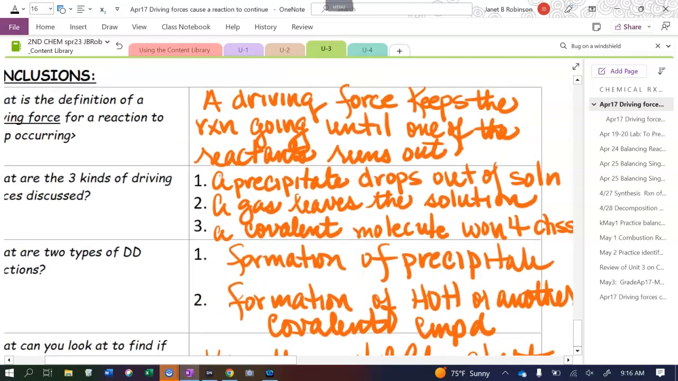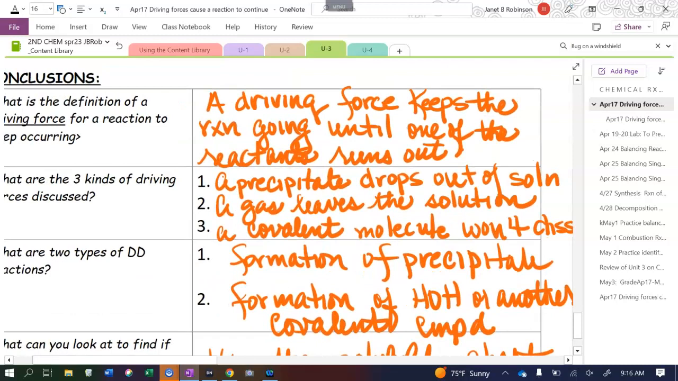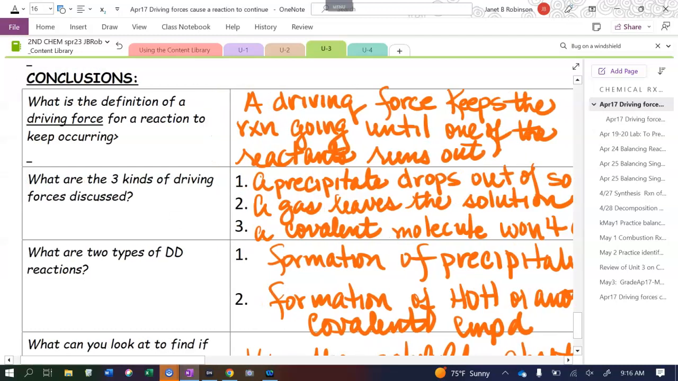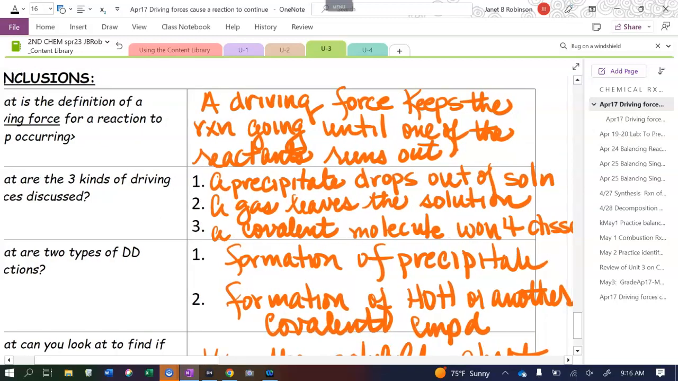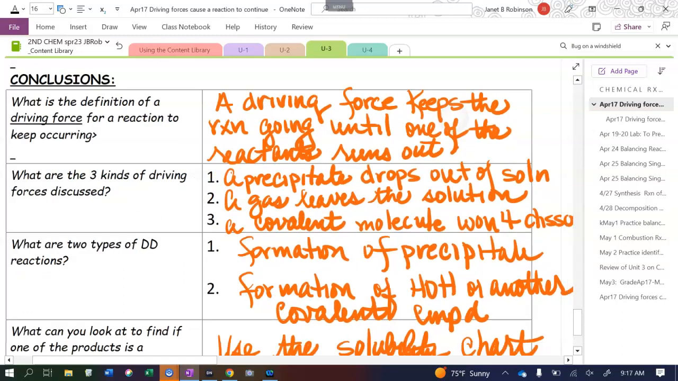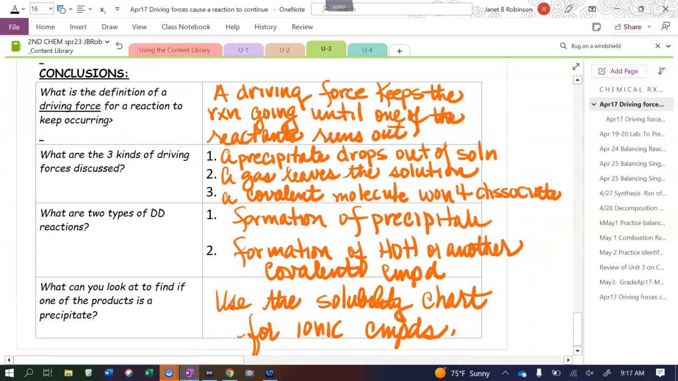So the key idea here is that a driving force keeps the reaction going until one of the reactants runs out. What are the 3 kinds of driving forces? They force the reaction to go. One is a precipitate, one is a gas, and the other is a covalent molecule that will not dissociate. So what are 2 types of double displacement reactions? Well, one's the formation of a precipitate, and the other is formation of water.